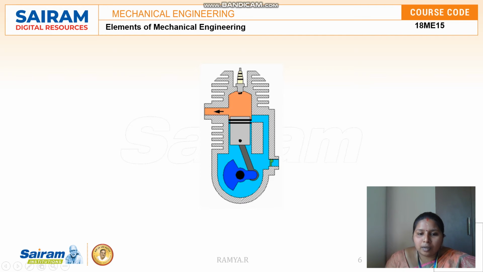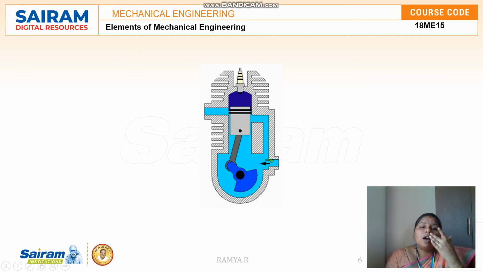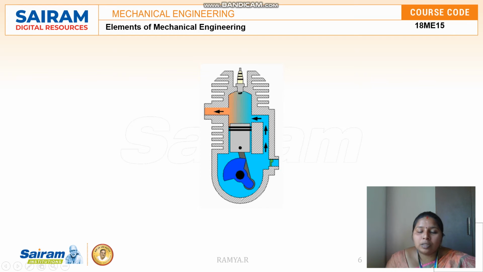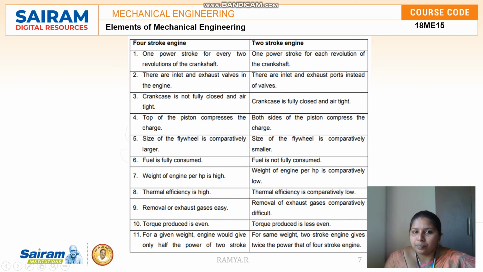So here the air fuel mixture comes in. The crankcase transfers the air fuel mixture to the cylinder head. The spark plug ignites the mixture, and the hot gases go out. Here you can see the piston movement also, how the piston is moving, how the crankshaft is rotating. So this is a small animation of how a two stroke engine works.